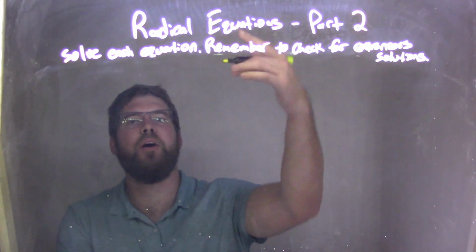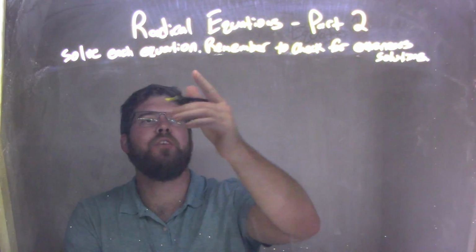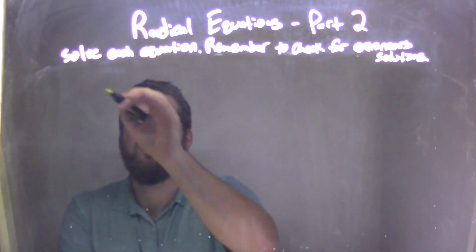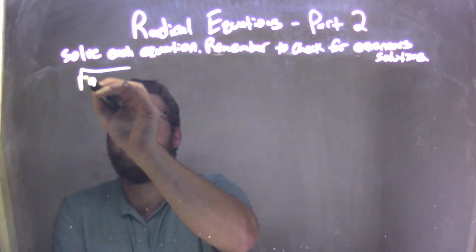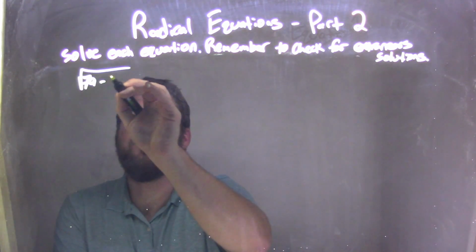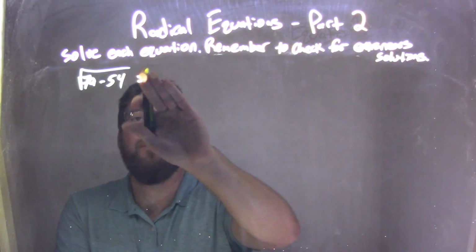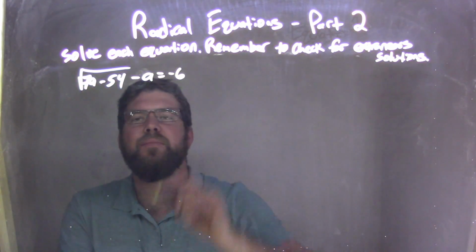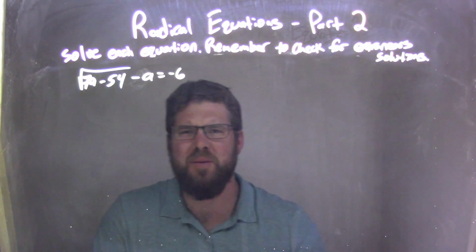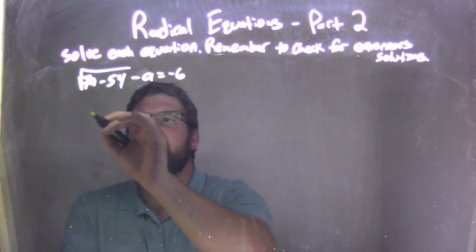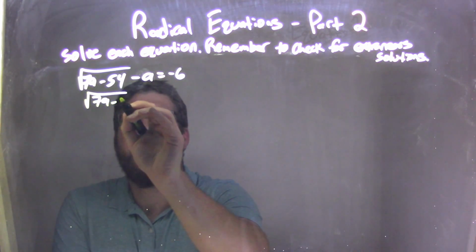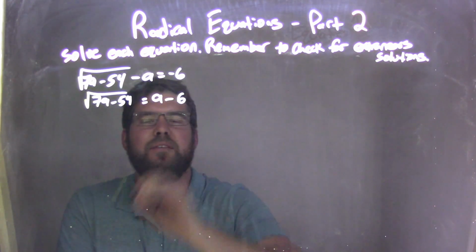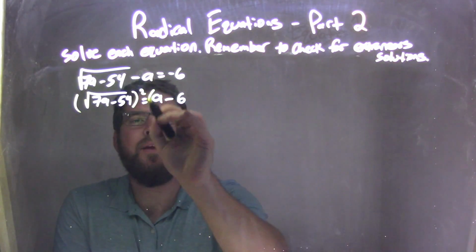And today we're going to learn about radical equations, and we're going to solve each equation and remember to check for extraneous solutions. So if I was given this equation, the square root of 7a minus 54, minus a, equals negative 6. That's it. I'm going to add an a to both sides, leaving me with the square root of 7a minus 54 equals a minus 6. Then I'm going to square both sides and eliminate that square root.